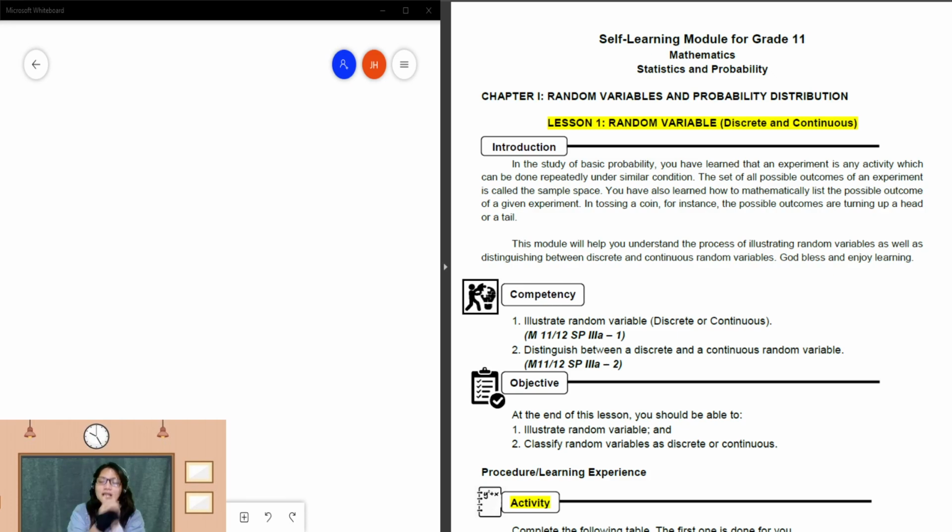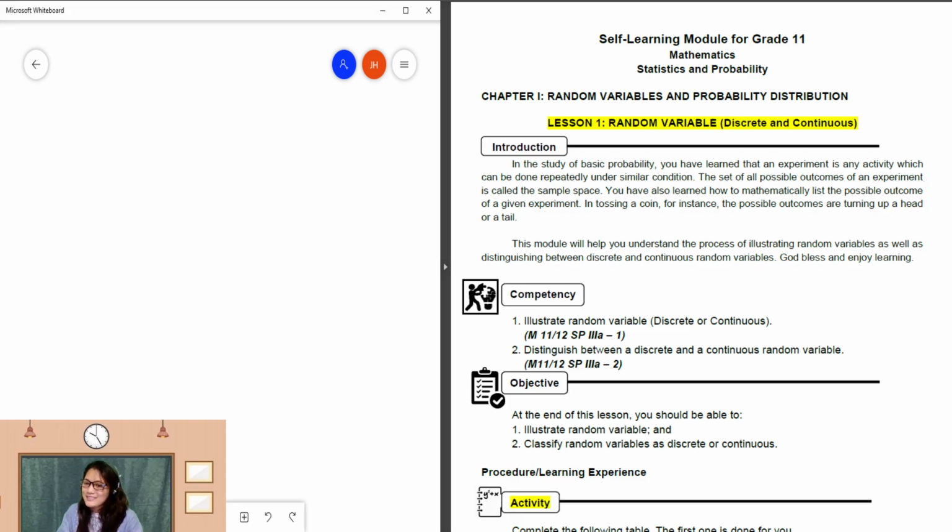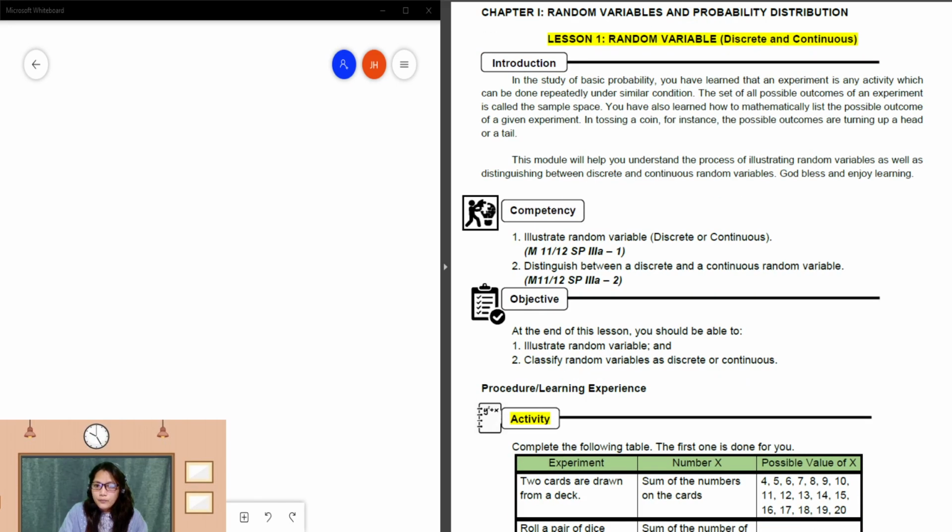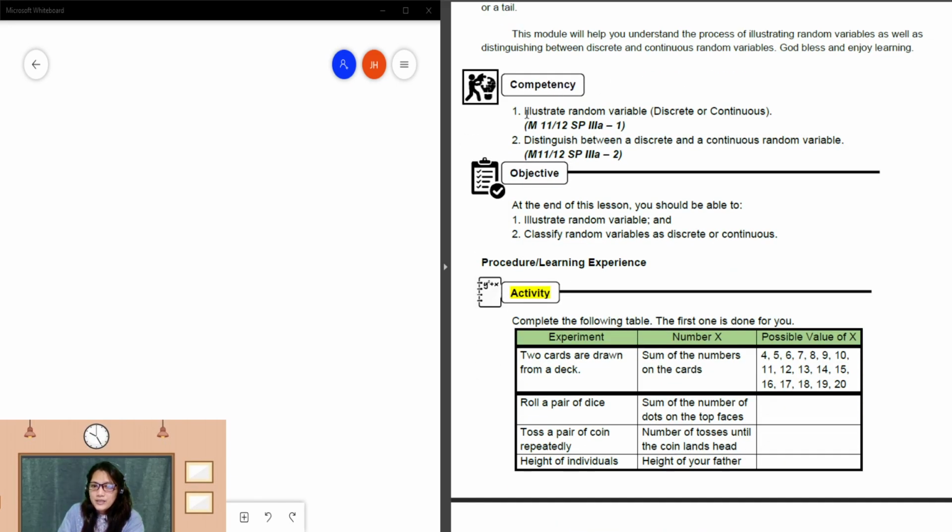Okay? Alright, so Lesson 1 is about random variables, discrete and continuous. What is discrete, and what is continuous? Do you have any idea about this one? Alright, so in competencies, you can see here, we also have a competency. This is your target for this lesson. So, your objective, at the end of this lesson, you should be able to illustrate random variables, and classify random variables as discrete and continuous. That is our main objective for Lesson 1.